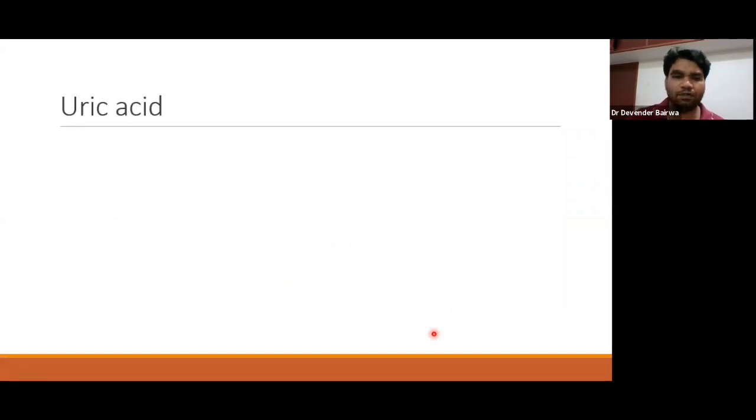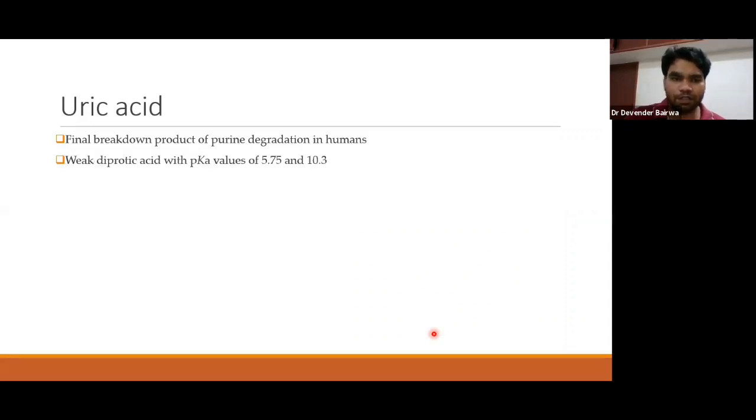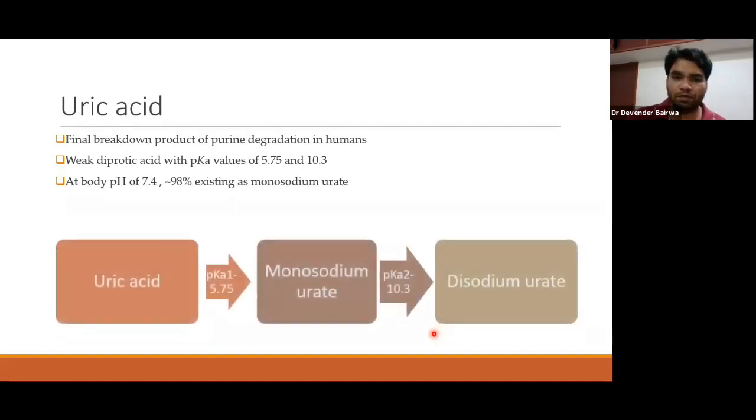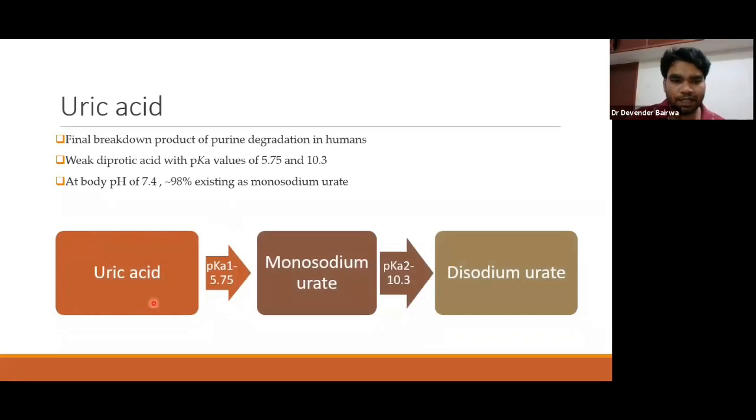So let's see what this uric acid is composed of. This is the final breakdown product of purine degradation in humans, and it is a weak diprotic acid. Diprotic acid means that it can give two anions, with pK values of 5.75 and 10.3. So what does that mean? That means uric acid has a tendency to give two protons.